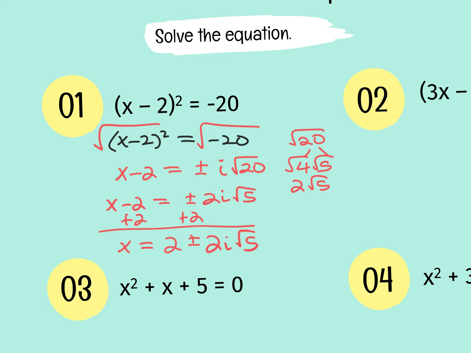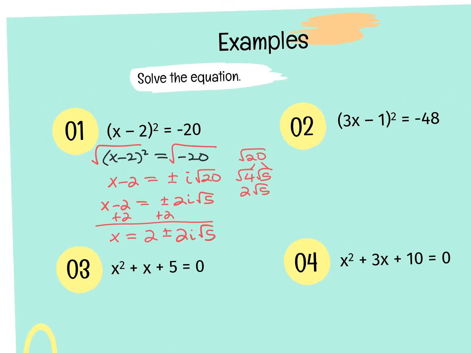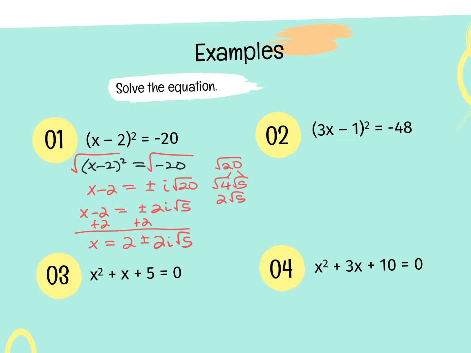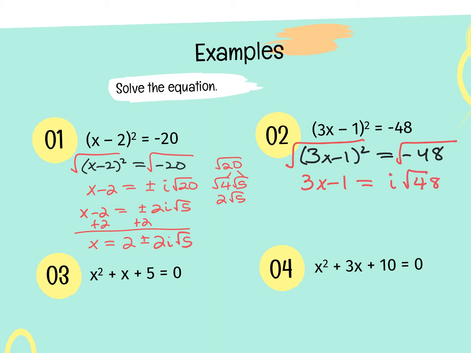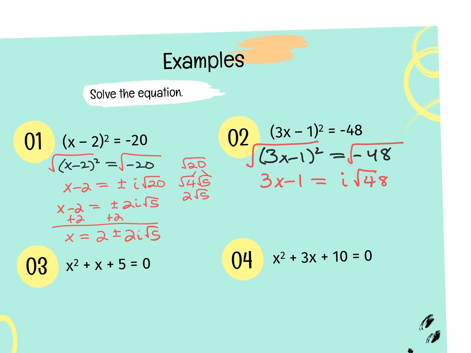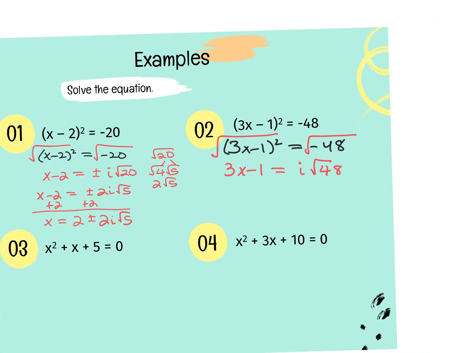Number 2, same thing. We're just using the square root method. So I'm going to square root both sides on number 2. (3x minus 1) squared. My square term is isolated. So let's square root it. The 3x minus 1 comes out. I'm going to go ahead and pull the i out and leave the positive 48 in there. I have to leave it in simplest radical form, so I need to break down my 48.